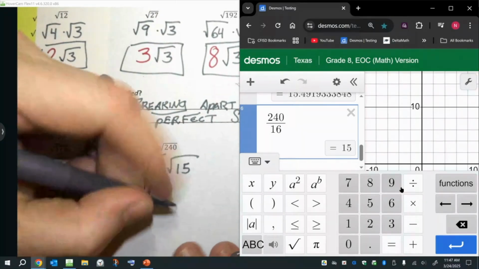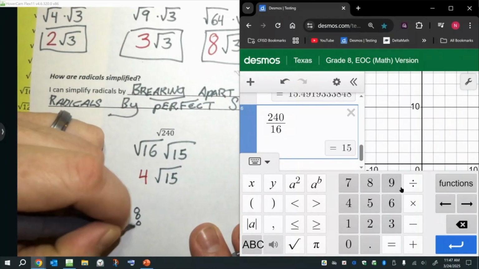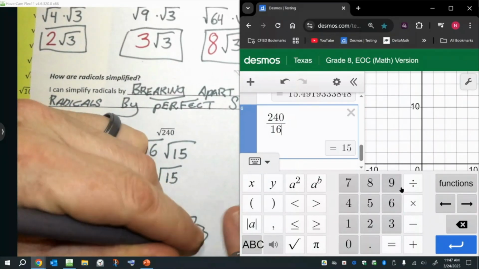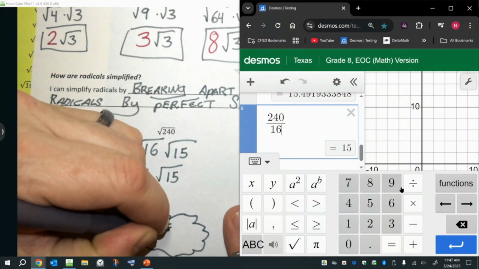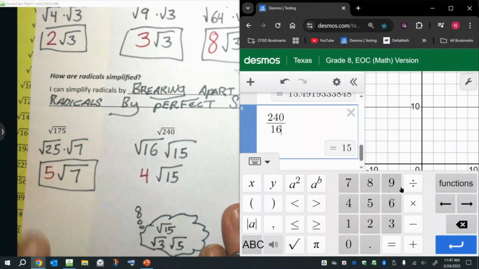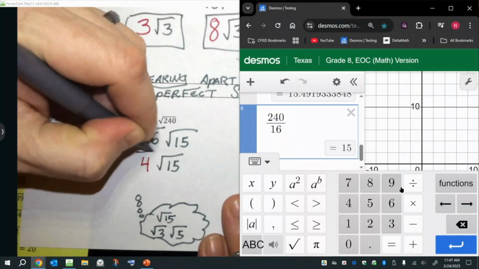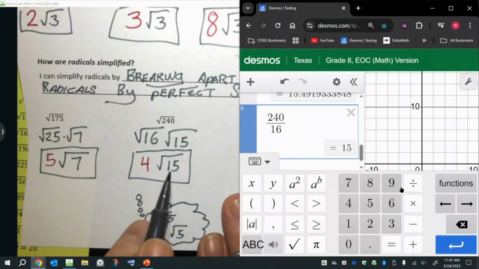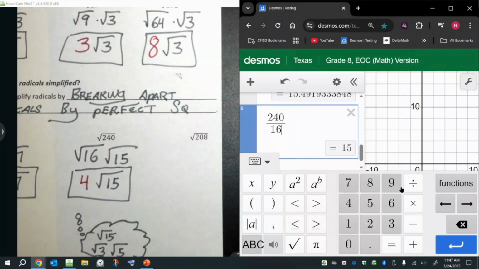The square root of 15 is just root 15. Why? Because here's what we're thinking. I can break the square root of 15 down to the square root of 3 and the square root of 5. But the thing is that 3 and 5, they don't break down to anything. So I'm just going to keep it as 4 root 15. That is the smallest number possible in there.